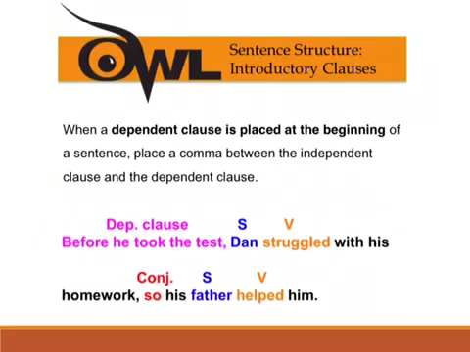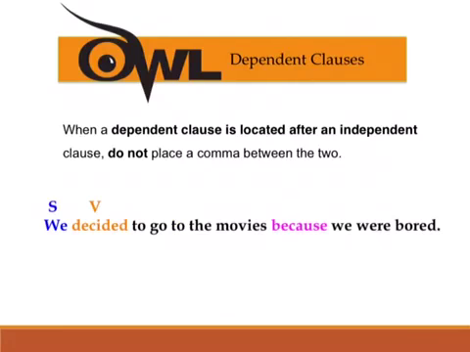So when a dependent clause is located after an independent clause, you don't use a comma between the two. We decided to go to the movies because we were bored. Now, if we switch the order, because we were bored, we decided to go to the movies, you would use a comma in that case.